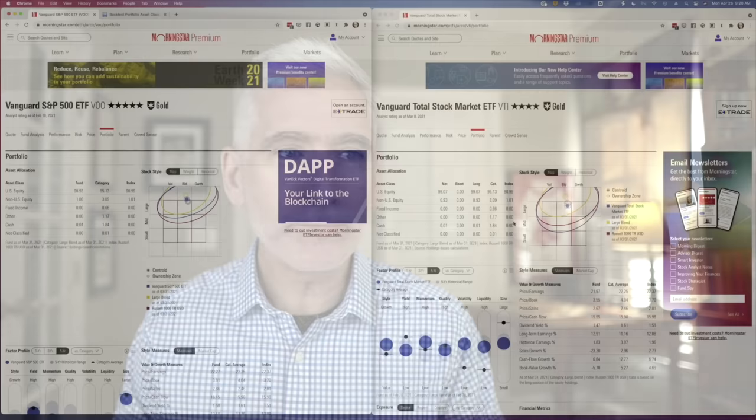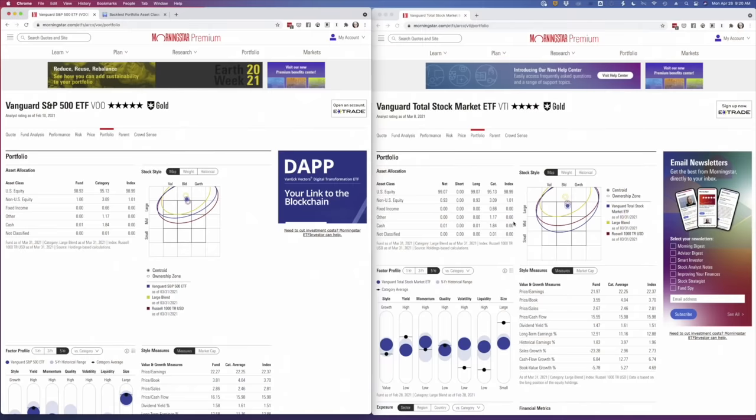The first thing I want to do is walk through the differences and similarities between the S&P 500 ETF, VOO, and the total stock market ETF, VTI. So let's go to the monitor. What you're looking at, and apologize for all these ads, you can thank Morningstar for that. But there's some good information in here that I'm going to unpack for you.